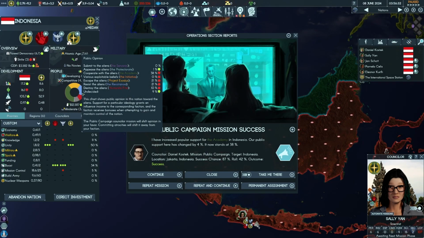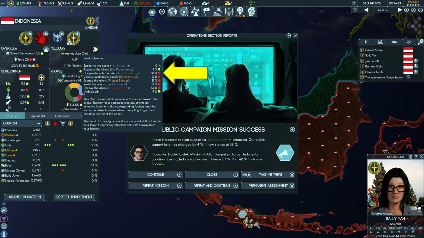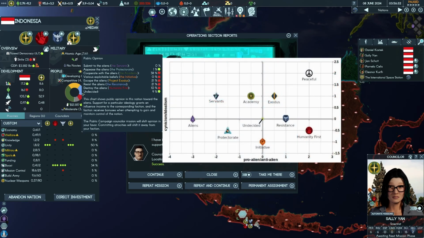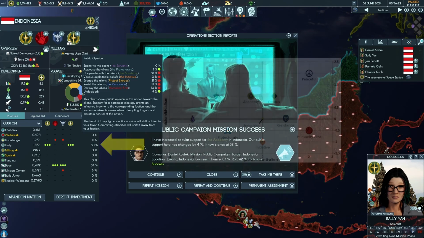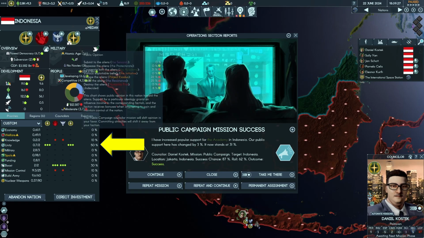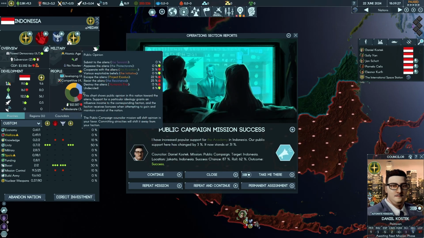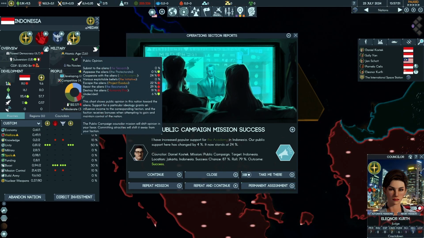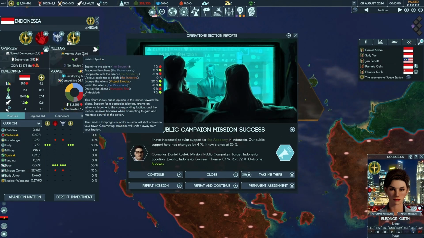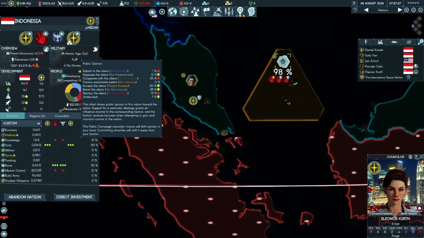Recently, I had a problem that public opinion in Indonesia was decreasing round by round because I didn't understand the ideology system in Terra Invicta. I pumped round for round investment points in Unity and Public Campaign missions into Indonesia and thought that would increase public opinion about my faction, the Academy, in this nation. But instead, public opinion shifted more and more towards other factions. In the end, I was able to find a solution and would like to share the cause of this problem.